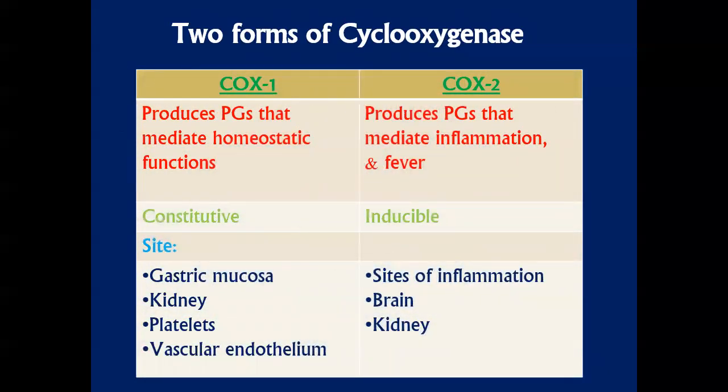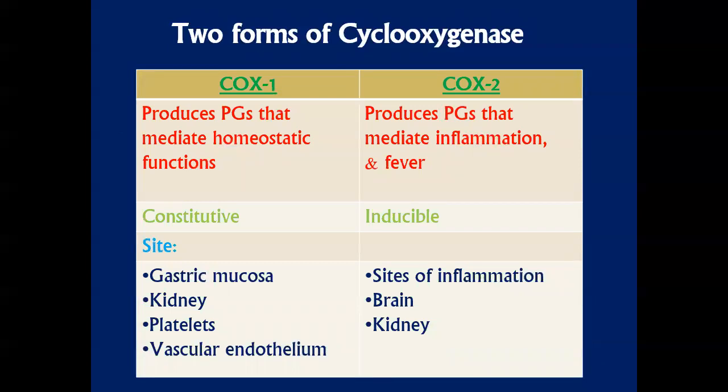COX-1 produces prostaglandins that mediate homeostatic functions, whereas COX-2 produces prostaglandins that mediate inflammation and fever. Can you explain this difference between COX-1 and COX-2? Yes, fever. COX-2 makes fever. Okay. It is not the COX enzyme itself, it is the prostaglandin.